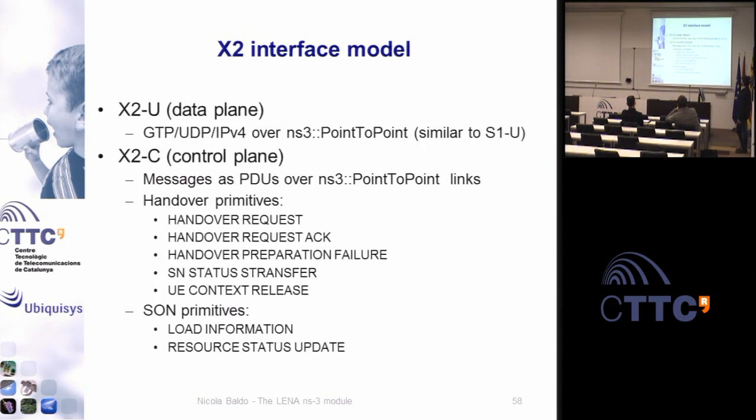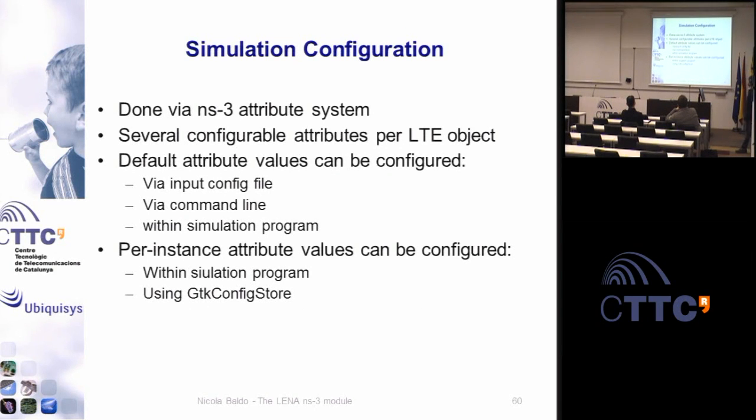Configuration of an LTE simulation is done using the ns-3 attribute system, which means that there are several ways that you can use to do this configuration. You can do that via an input configuration file. You can do that via the command line. There is a syntax in ns-3 that allows you to specify attributes, or if you prefer, you can put the value in your simulation program and configure it there. And all these methods that I explained are used for changing the default value of some object.